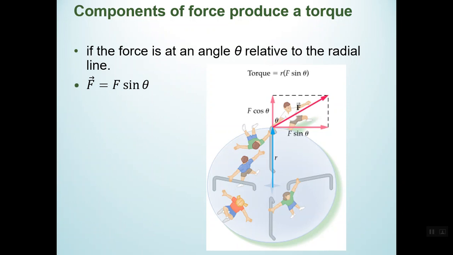The torque is given by the general equation, tau is equal to r times F, or it's equal to r times F sine theta, where theta is the angle between the radial vector and the force vector.